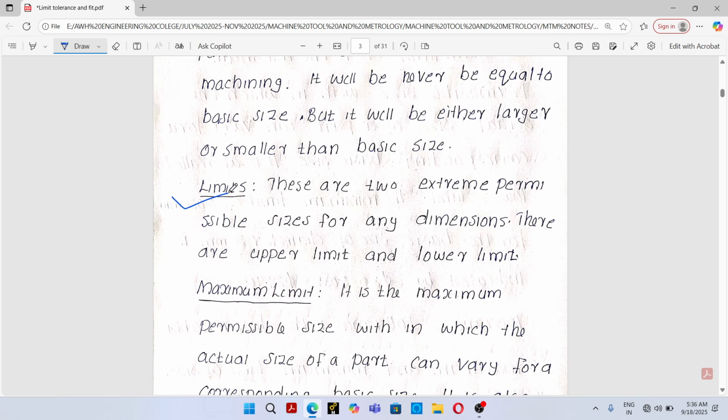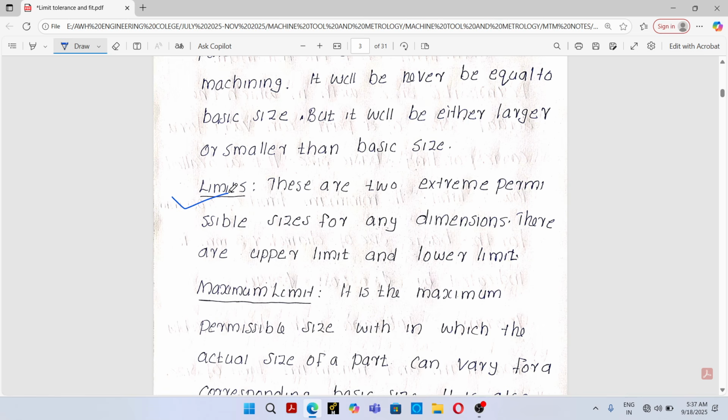See, limits are defined as two extreme permissible sizes for any dimension. There are two classifications of limit, upper limit and lower limit. Upper limit is known as maximum limit and lower limit is known as minimal limit. Within the limit, the actual size of a part can vary, and that is known as interchangeable system.